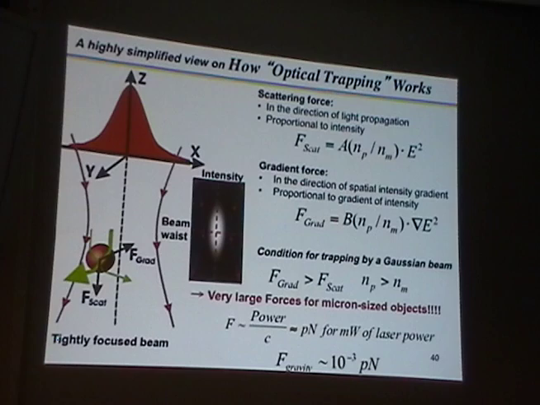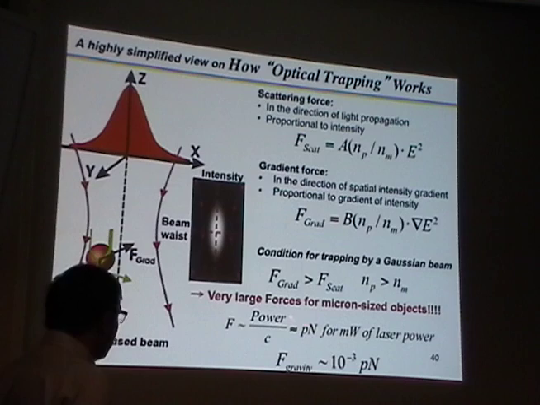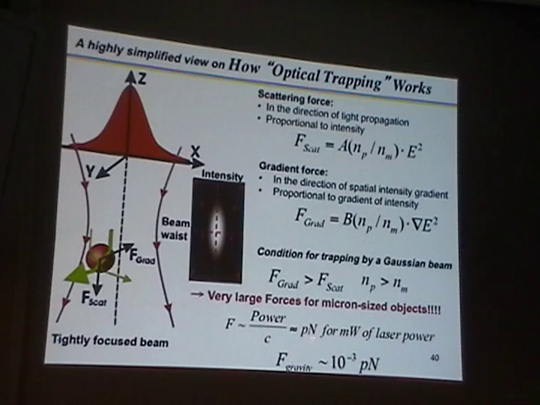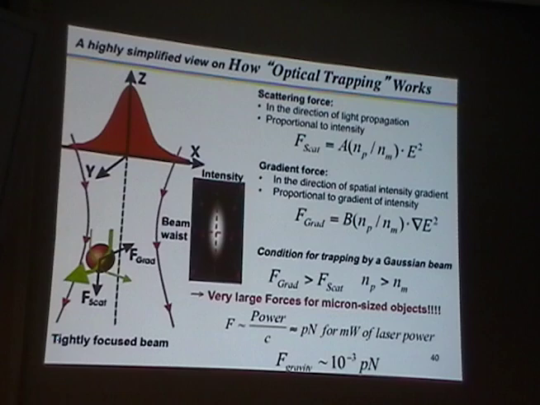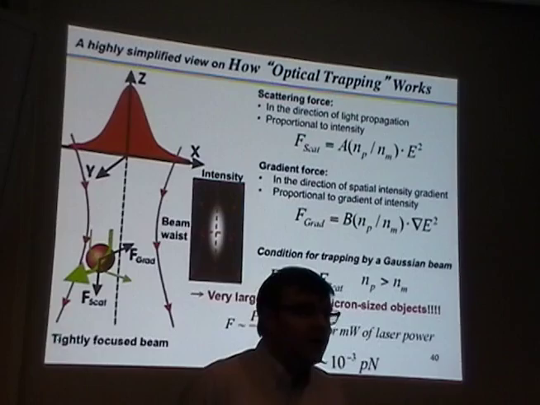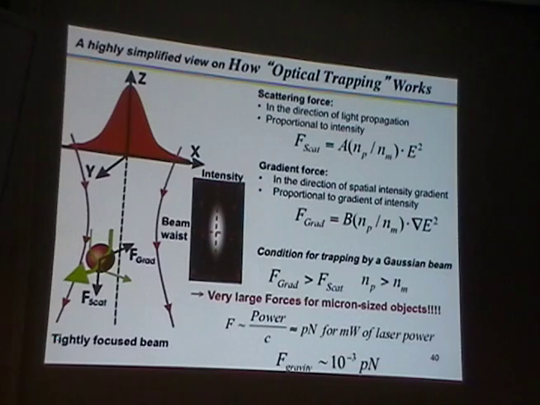And so it's easy to estimate what the forces involved in the optical manipulation are. We can do it simply using dimensional analysis. That would be the power of the laser beam divided by the speed of light. From this very simple estimate, we can see that we can obtain forces on the order of piconewton per milliwatt of laser power.